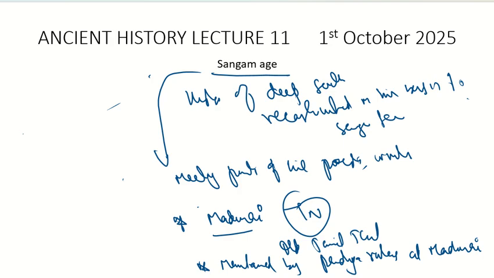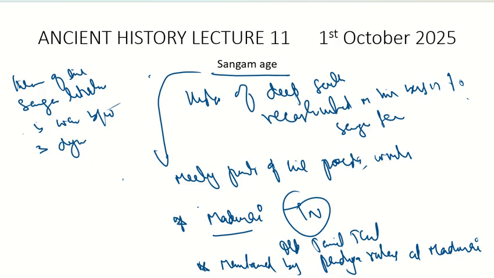And what is the theme of the Sangam literature? The theme is war between three dynasties, or we can say three kingdoms. Who are these three dynasties? It is the Cholas, the Cheras, and the Pandyas. So the theme of the Sangam literature is war between these three dynasties.